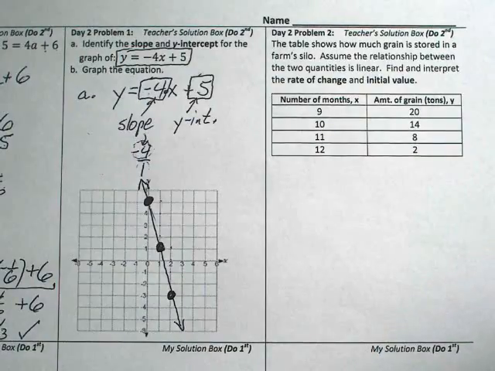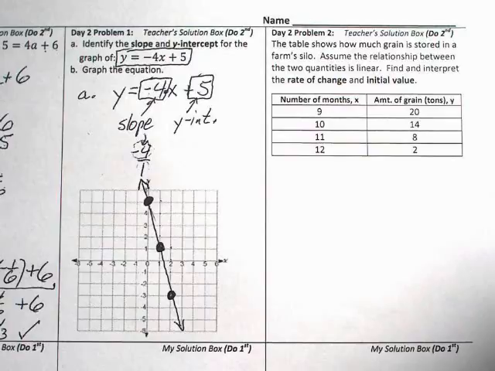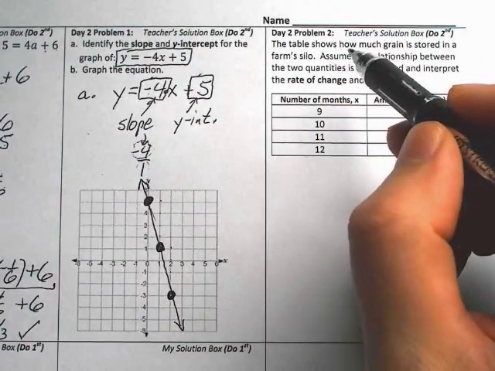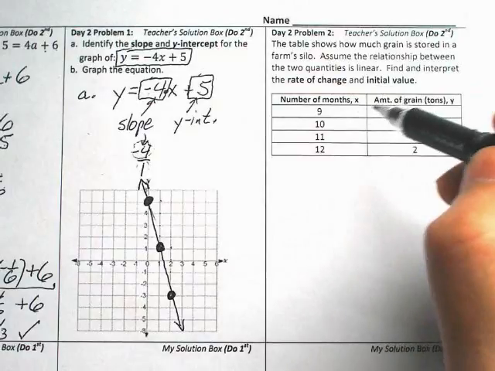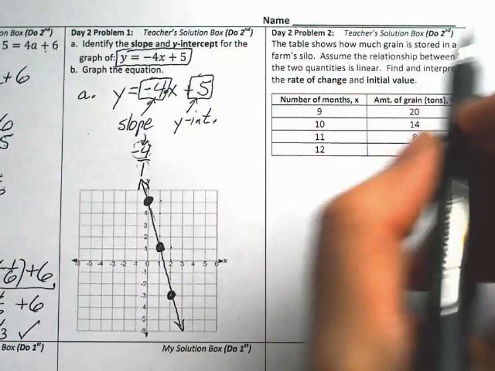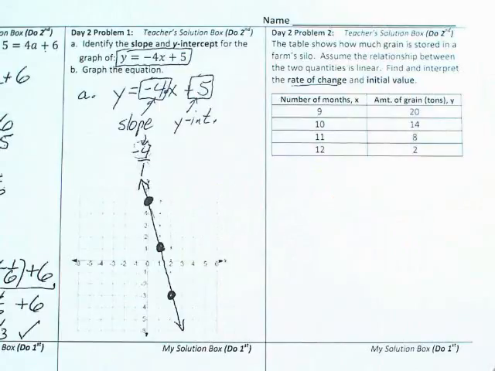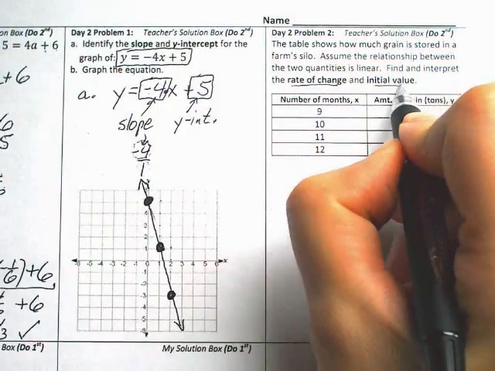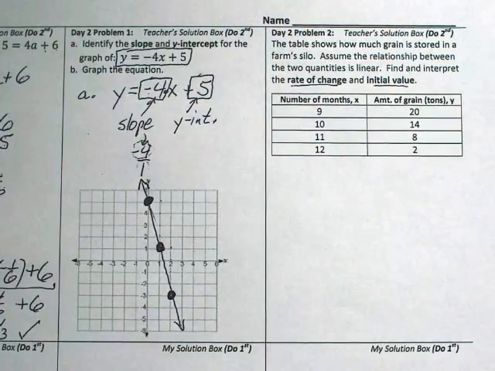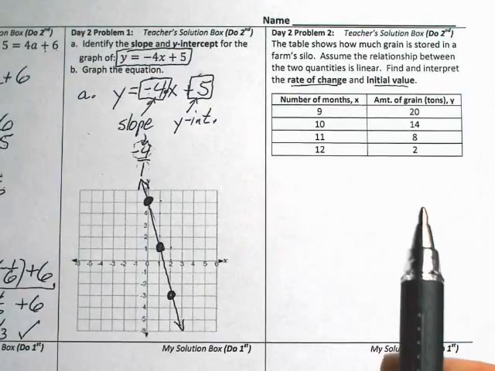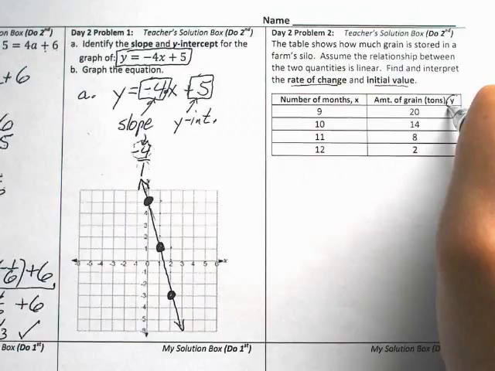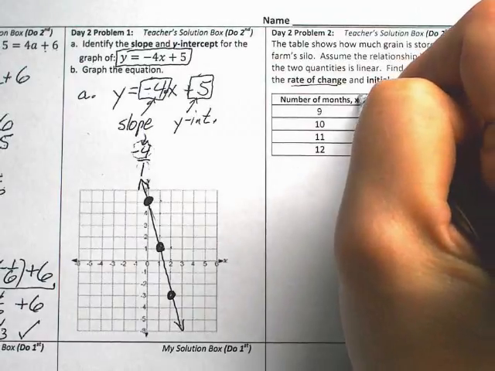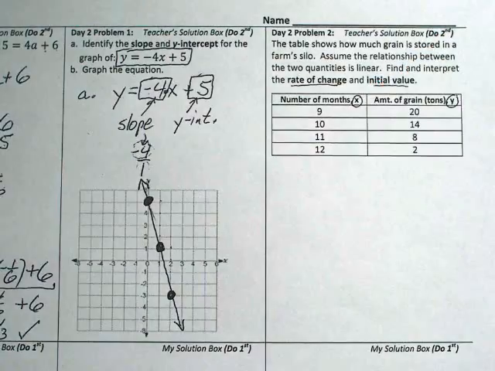Now, Day 2, Problem 2. The table shows how much grain is stored in a farm's silo. Assume the relationship between the quantities is linear. Find and interpret the rate of change and initial value. So for rate of change, we're going to examine from row to row and figure out how the value of y is changing as the value of x changes. It doesn't matter which rows we look at.